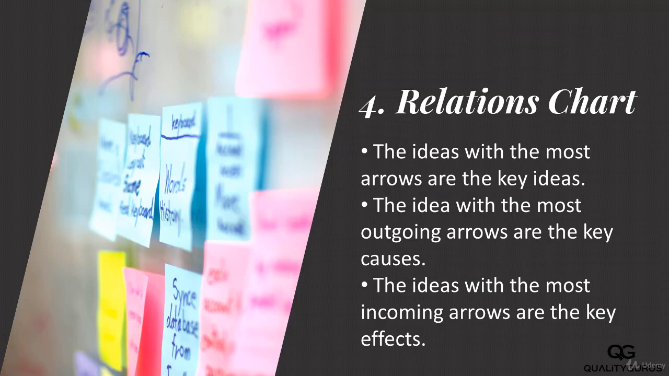So here is the summary of how you interpret a relations chart. The first thing here is that ideas with the most arrows are the key ideas, and that's what we saw earlier, covering the body of knowledge and easy to understand. Those were the ideas which had the most arrows. The ideas from which most of the arrows are going out could be considered as the causes, and all the ideas in which all the arrows are coming in could be considered as the key effect. So that's how you interpret a relations chart.